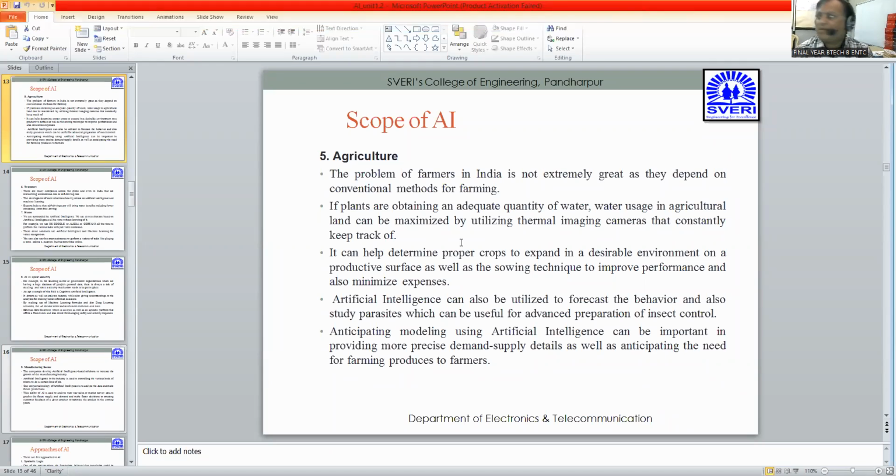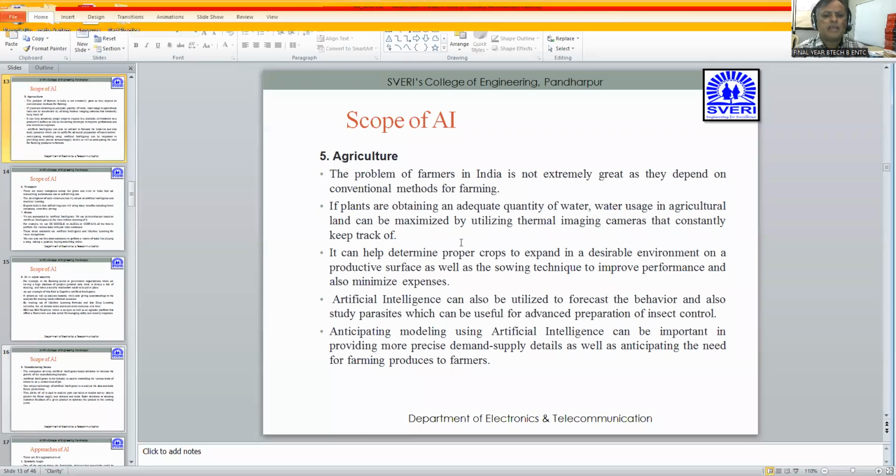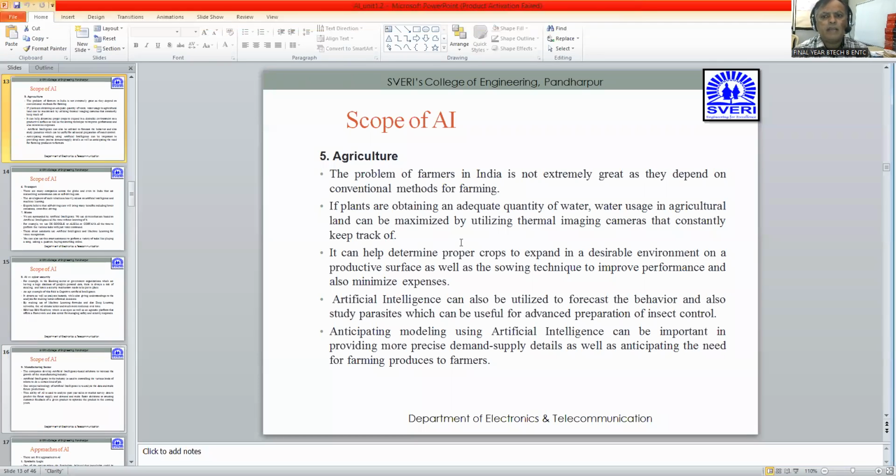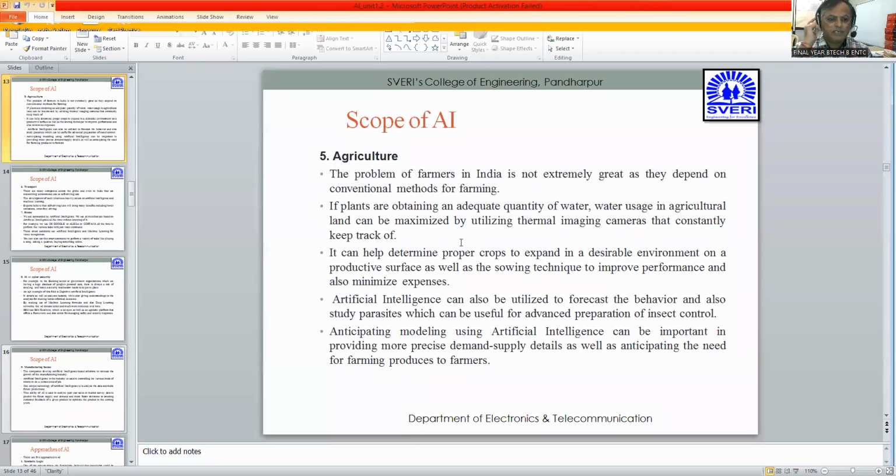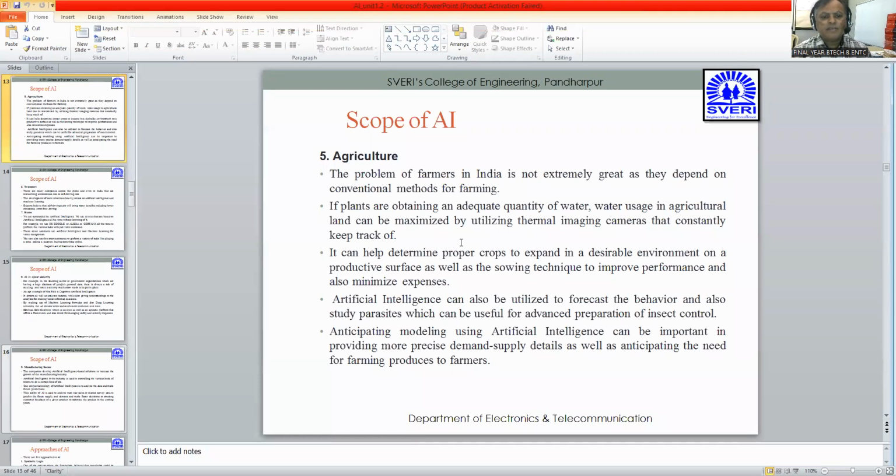There are things that will come into the picture when AI comes. It will help you find out the desirable environment. It will increase productivity. It will improve performance, as well as reduce expenses. Artificial intelligence can also be utilized to forecast behavior and study parasites, which can be helpful for advanced preparation of insect control. Obviously, pesticides are the most important thing.